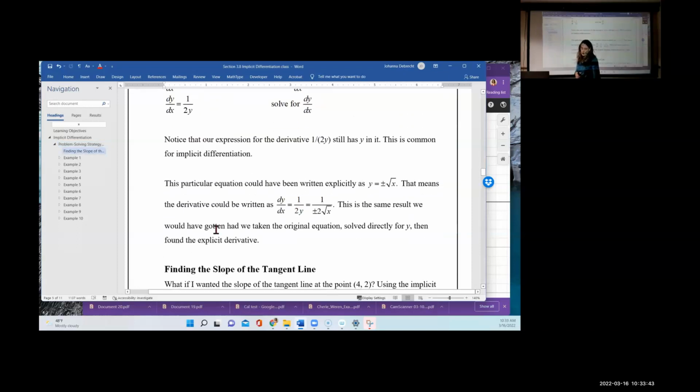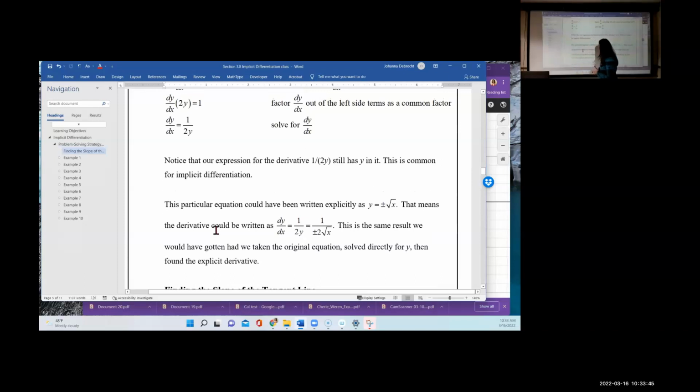Now, let's think about what we had explicitly. Explicitly, we had y equal to plus or minus the square root of x. And if we replace this in the formula, we have 1 over plus or minus 2 square root of x, which is an explicit formula. Most of the time, when you apply implicit differentiation, your formula will have a mixture of both x's and y's in it. So the formula for the derivative is still implicit.